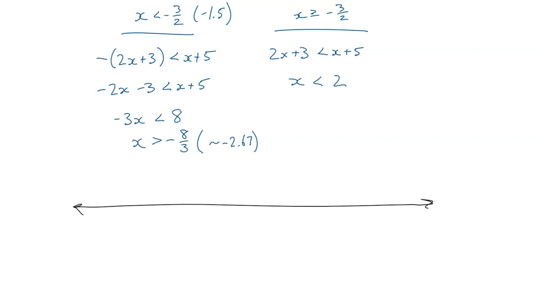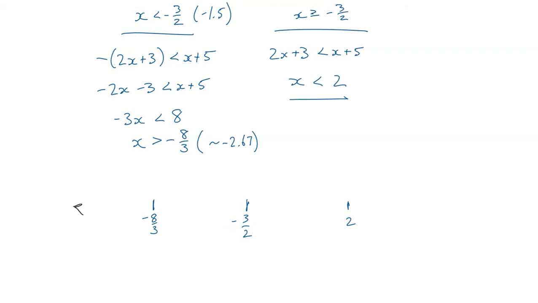Okay. First thing, we take all of our values. So that's the negative 3 over 2 that split up our intervals here, and each of our solutions, so negative 8 over 3 and 2. Okay. So negative 8 over 3 is going to be over here. Negative 3 over 2 is going to be in the middle. And 2 is going to be on the outside.